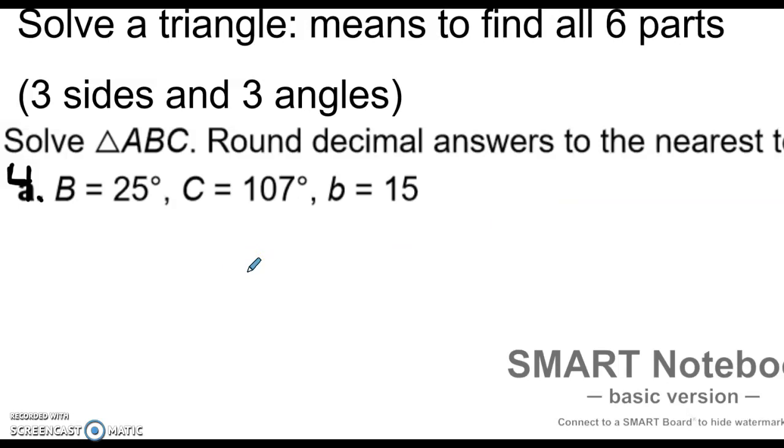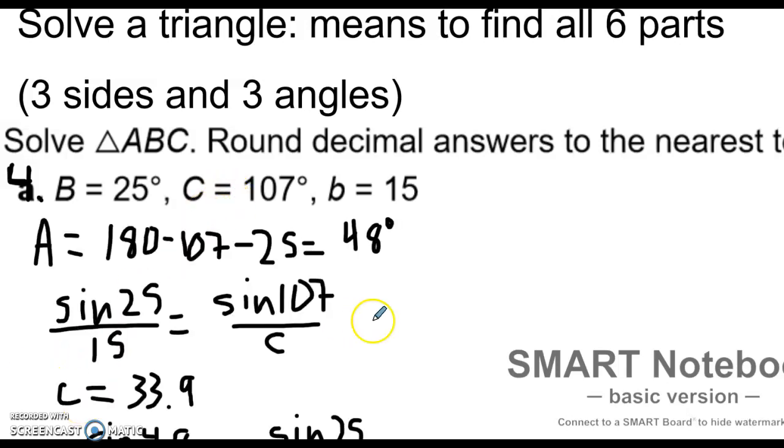So try these out. Think about that for a second. How could you find that third angle? How would that be possible? If you know 2 of the angles of a triangle, all the angles of a triangle add up to 180. So if you take 180 and subtract 107, which is angle C, and 25, which is angle B, you get 48. So angle A is 48 degrees.